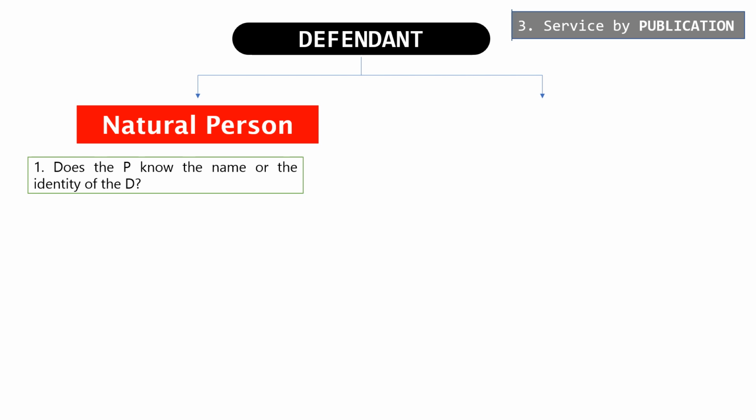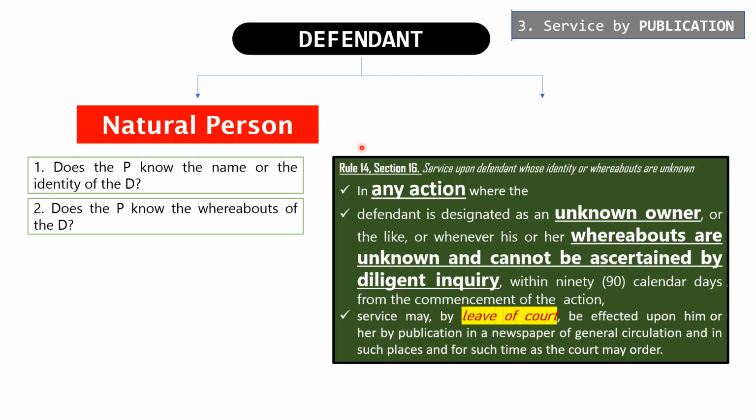Paano pa aatakihin ang problem if the defendant is a natural person? Aside from asking whether the plaintiff knows the name or the identity of the defendant, ask also whether the plaintiff knows the whereabouts of the defendant. But take note ha, kahit hindi mo alam ang whereabouts ni defendant, ano ang requirement ni Section 16 of your Rule 14, hindi lamang the whereabouts are unknown, but the rule requires the plaintiff to ascertain by diligent inquiry the whereabouts of the defendant. And in that case, dun ka lang pwedeng mag-serve ng summons by publication, and you need to secure leave of court. Take note ha that itong Section 16 is applicable in any action, applicable kahit anong kaso.